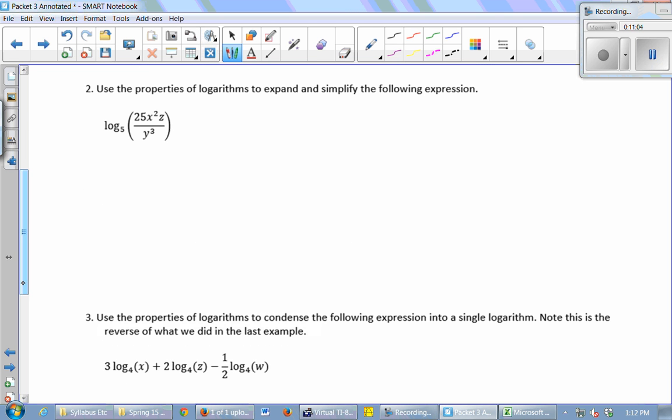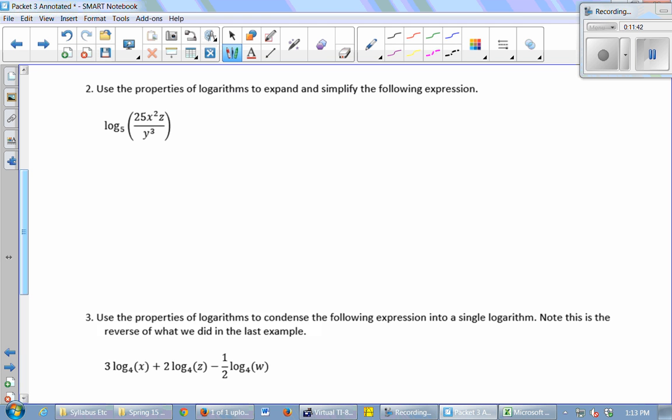All right, I've got 2 examples of applying these rules, once going forwards and once going backwards. We're going to use properties of logarithms to expand and simplify this big expression. I'm trying to expand it, make it longer. So log base 5 of 25x squared z over y cubed. My advice to you is to apply one rule at a time. You might have to write out a lot of lines, but you won't make a mistake that way.